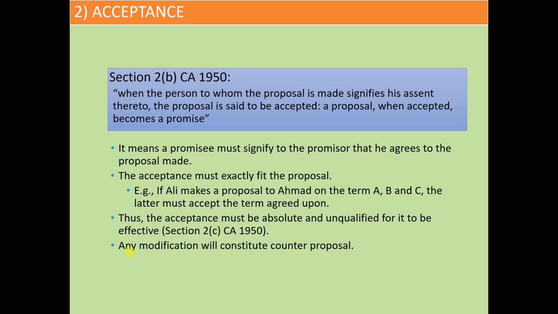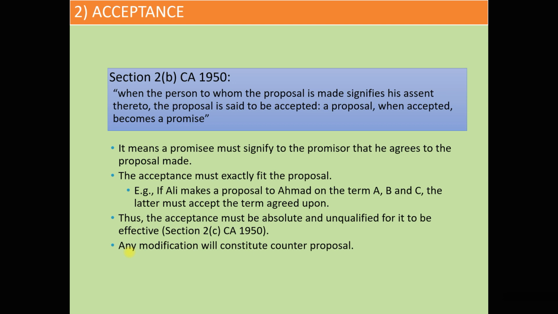Okay, the second essential element of the contract is acceptance. So when there is a promise, there must also be acceptance. What is meant by acceptance is, when the person to whom the proposal is made signifies his assent thereto, the proposal is said to be accepted. A proposal, when accepted, becomes a promise. So once the proposal made by the promisor is accepted by the promisee, this is considered acceptance.